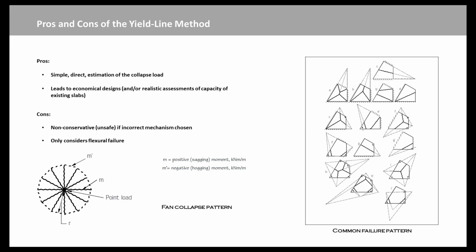So if you miss that critical failure mechanism, you will overestimate the true collapse load. That is a key area that we were able to address. We take the guesswork out of the process effectively.